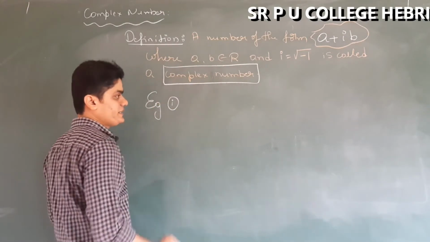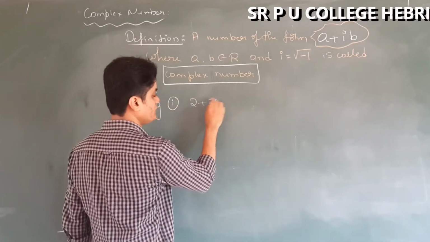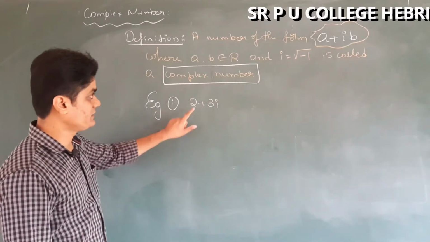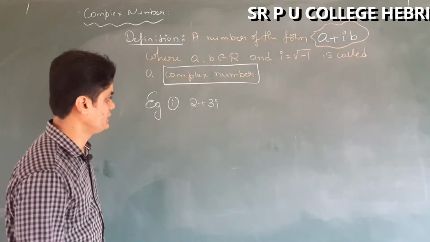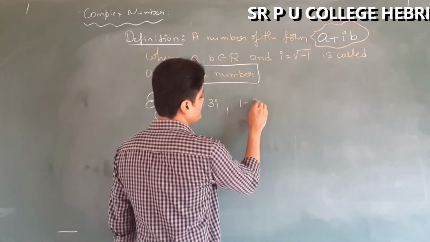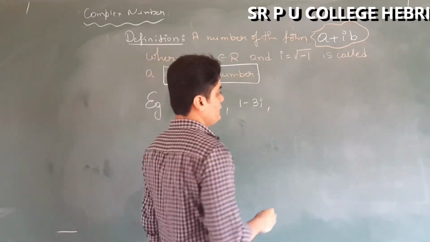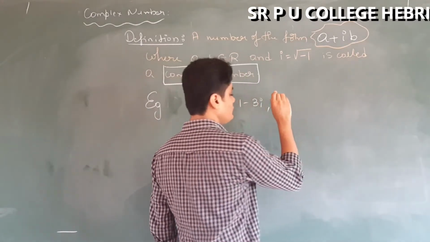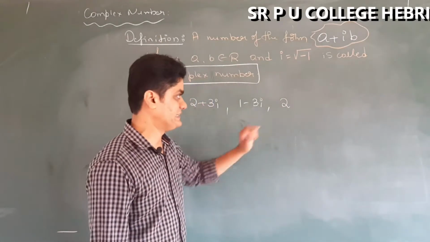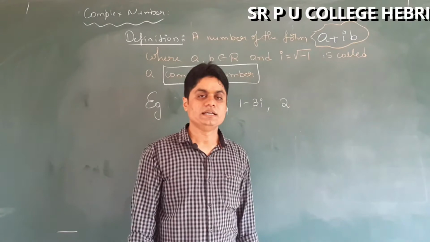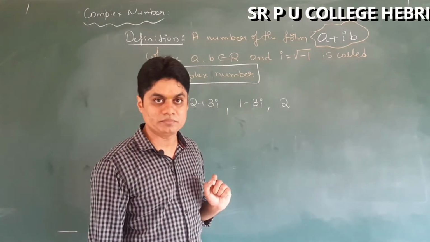Okay, let me write some examples. 2 plus 3i. It is in the form of a plus ib, where a and b are real numbers, and i is equal to root of minus 1. Like that, 1 minus 3i, this is also one example. Now, whether the number 2 is a complex number or not. Can you tell me whether this is a complex number or not? Is this number in a plus ib form?